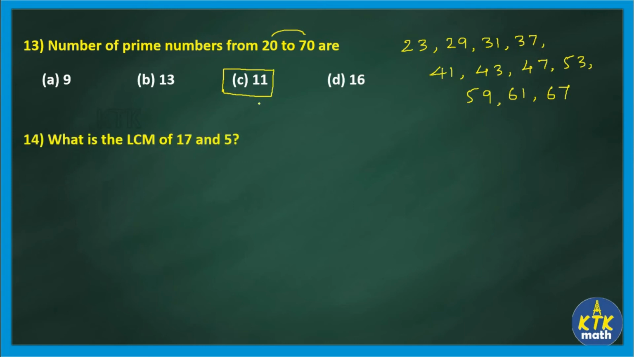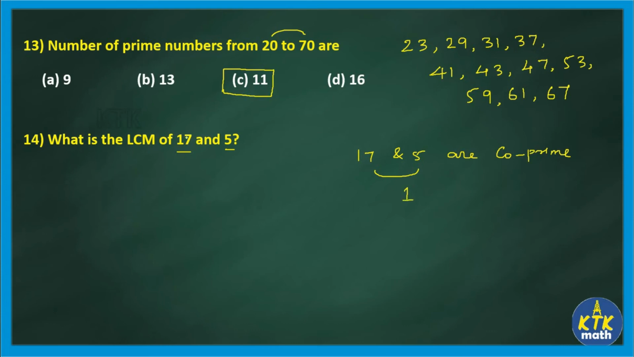Question number 14. What is the LCM of 17 and 5? Very simple question. Without working out you can find the answer because 17 and 5 are co-prime numbers. Why am I saying they are co-prime numbers? Because their common factor is 1.